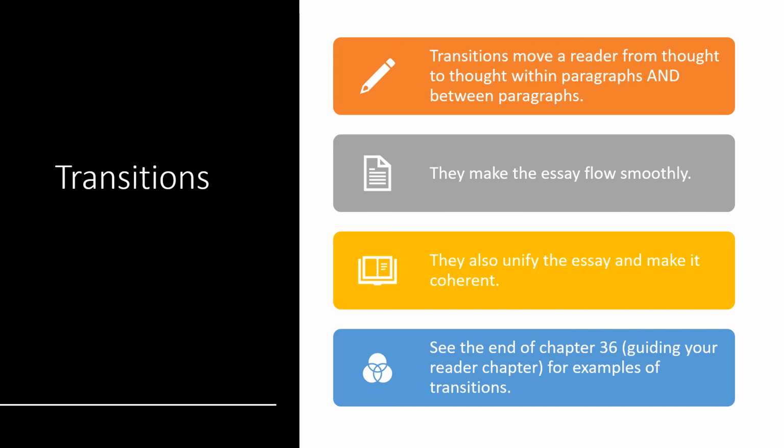And finally, see the end of chapter 36, the Guiding Your Reader chapter, which has these 4 T's in it, for examples of transitions. And those examples are divided into different categories. So comparison, cause and effect, change in direction, opposition, relations, etc.